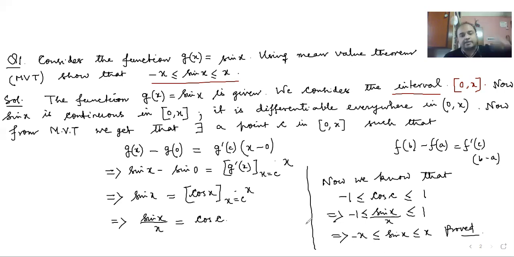So that is one of the examples of the mean value theorem which I have proved here. I have applied the mean value theorem on the function g(x) equal to sin x. The important part is that you have to design the interval properly so that this particular inequality comes.